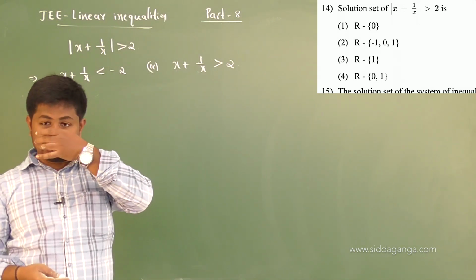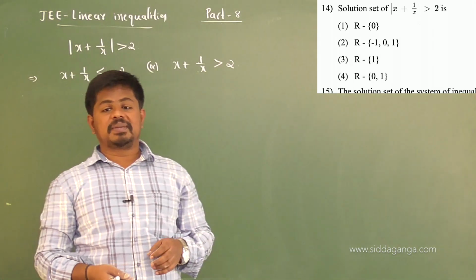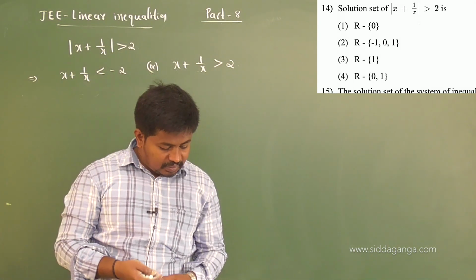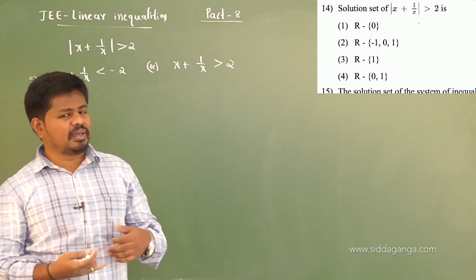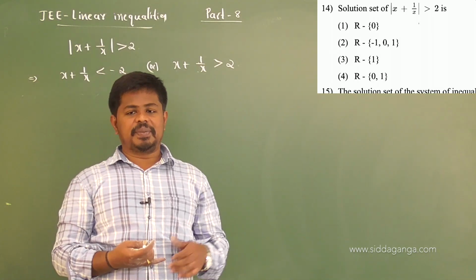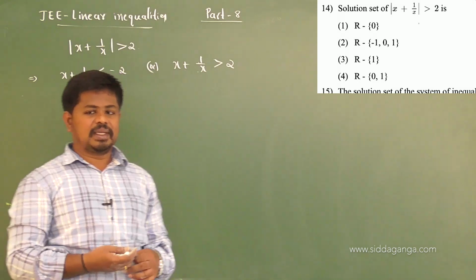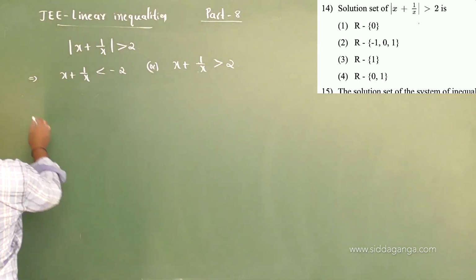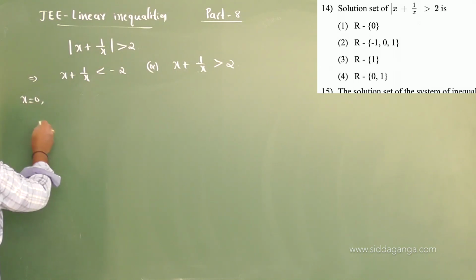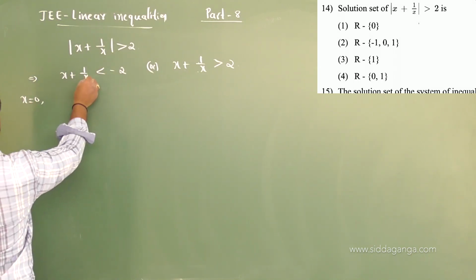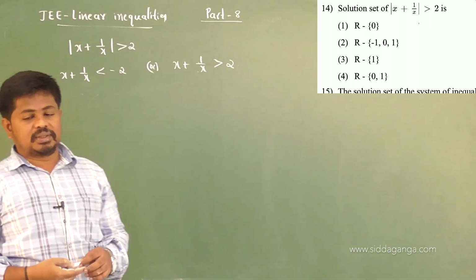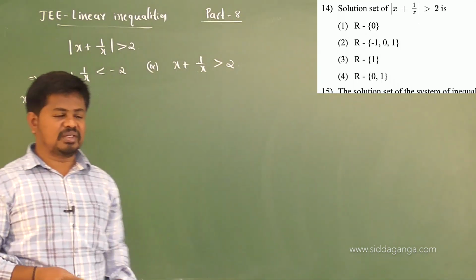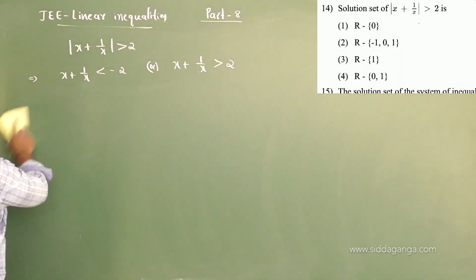Third option is what? Set of all real numbers except 1, right? You mean it contains all other real numbers except 1. Let me take example 0. When x is 0, what happens here? 0 plus 1/0. You mean here 1/0 not defined. So third option is also not the correct one. So third option is wrong.